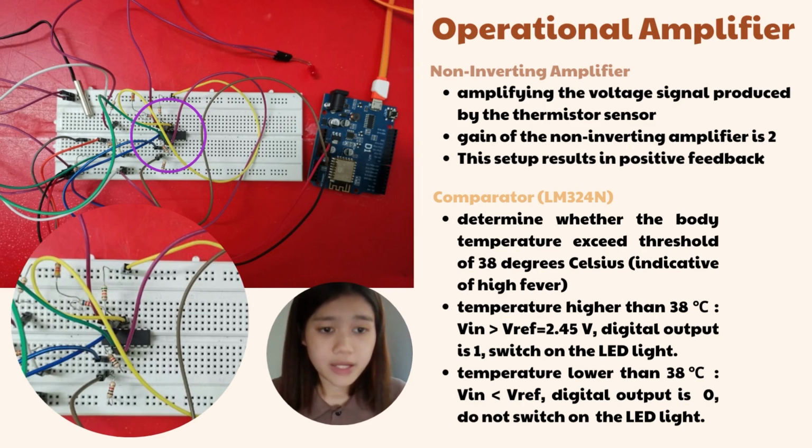The non-inverting amplifier configuration involves connecting the thermistor sensor's output to the non-inverting input terminal of the operational amplifier. This setup results in positive feedback, which means that the output follows the non-inverting input but amplified by the gain determined by the feedback resistors.